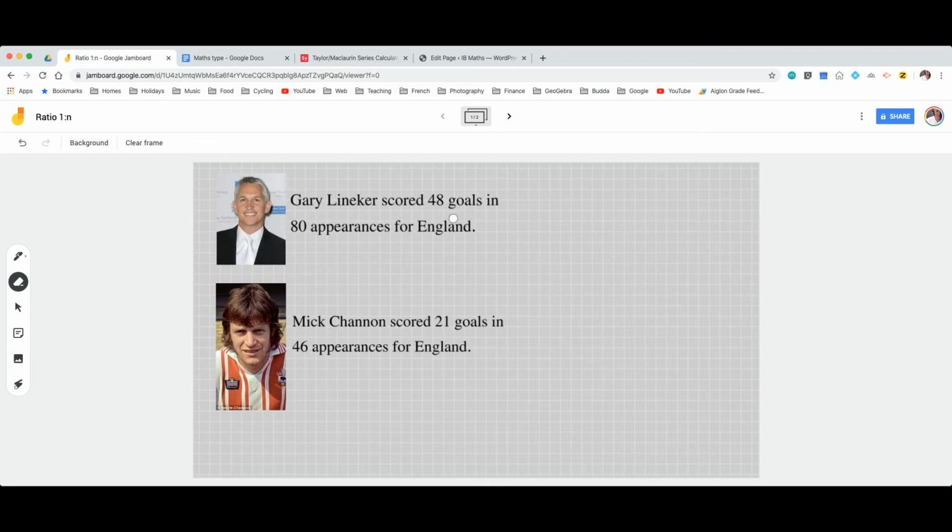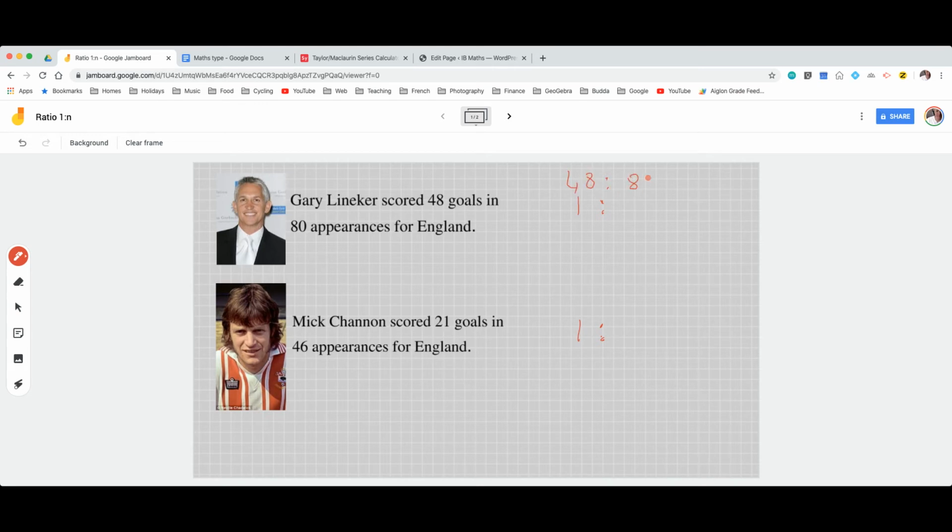So I'm looking at this question here with Gary Lineker. He scored 48 goals in 80 appearances, and Mick Shannon, he scored 21 goals in 46 appearances for England. This is at football. Now, what I want to know is if I could find Gary Lineker as 1 goal for every how many games, and Mick Shannon 1 goal for however many games, I would know who had the better goal scoring ratio.